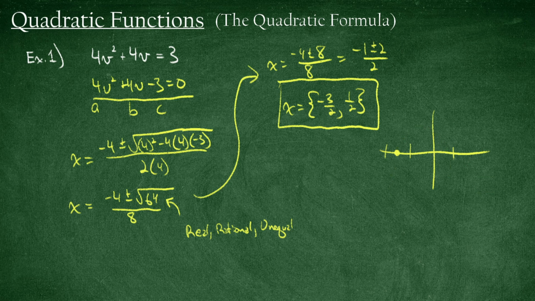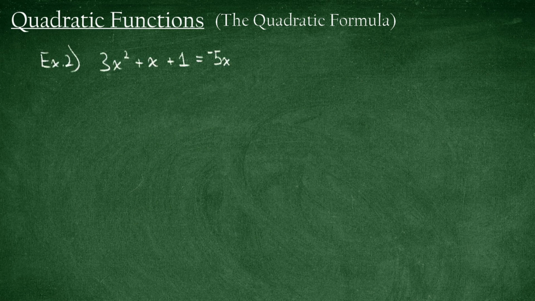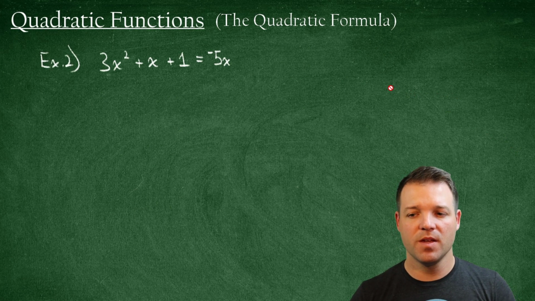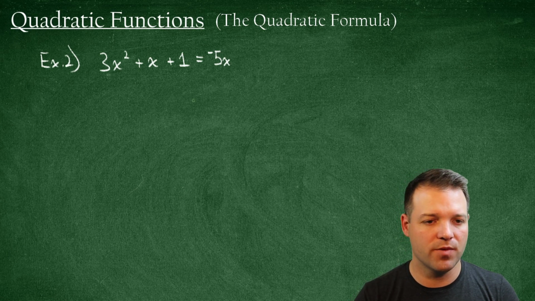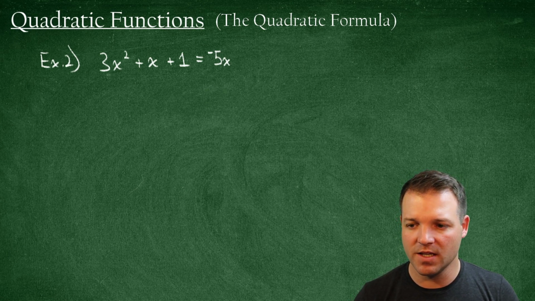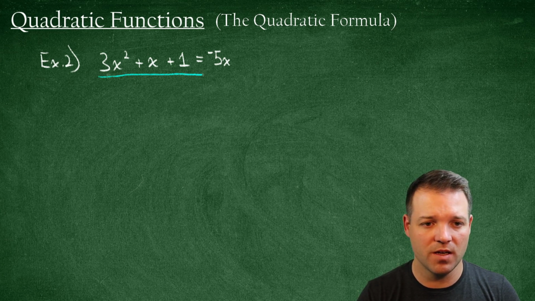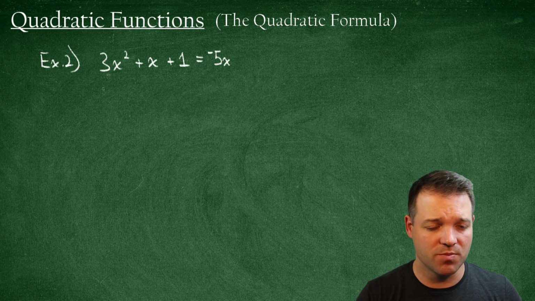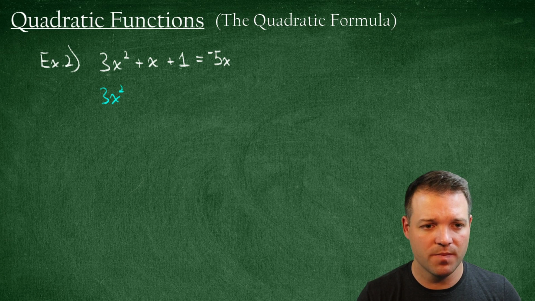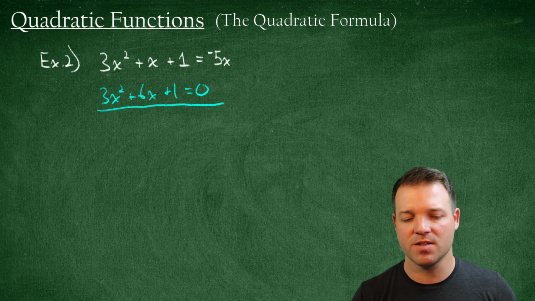Okay? Okay, let's do another one. Here's our next problem, and we are going to take 3x squared plus x plus 1 is equal to negative 5x. I don't like that this is not in standard form, so I want to do some algebra to put it in standard form. So I have 3x squared. I'm going to add 5x over, so plus 6x plus 1 is equal to 0. I'm going to underline that one because it's in nice standard form.